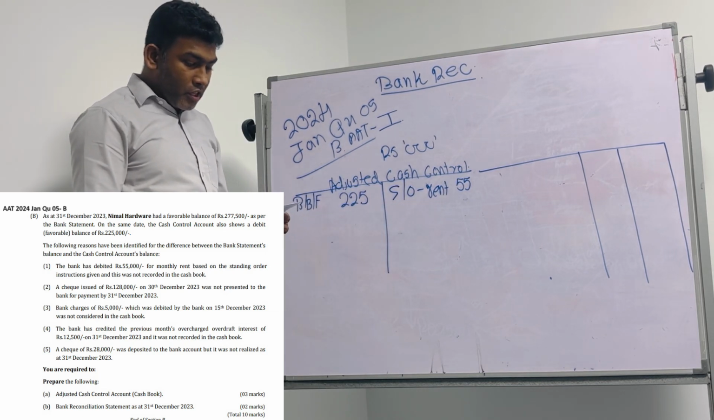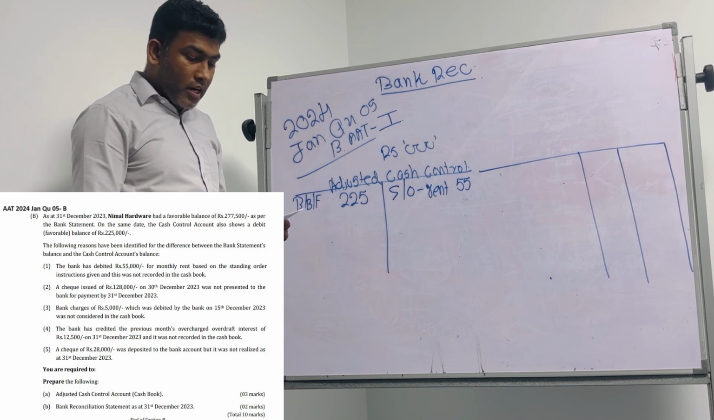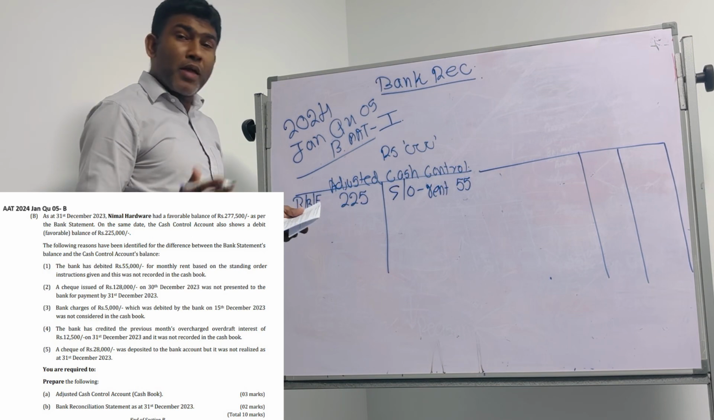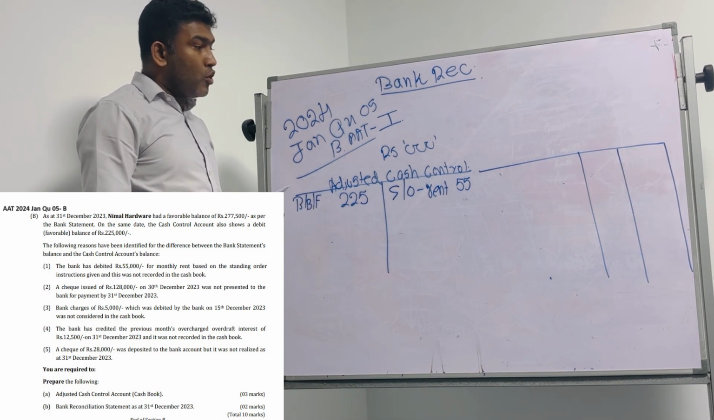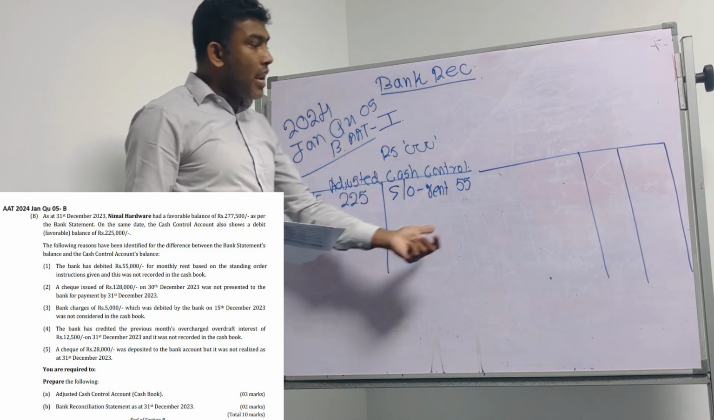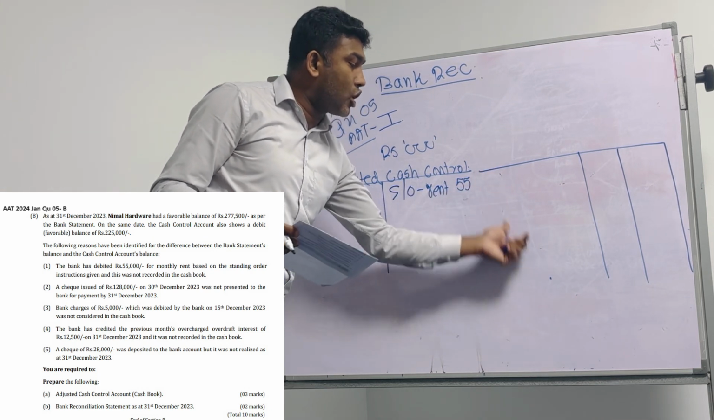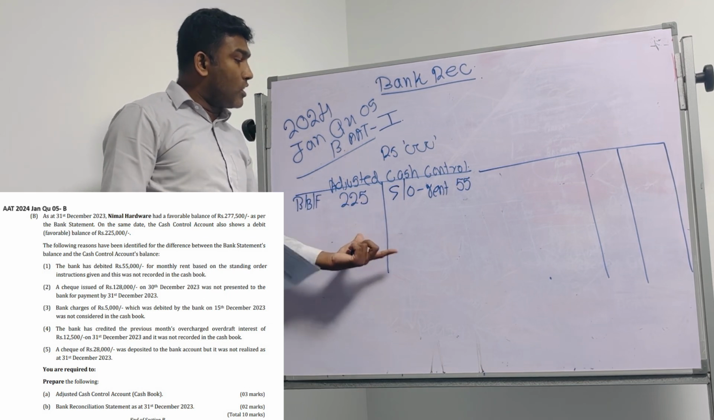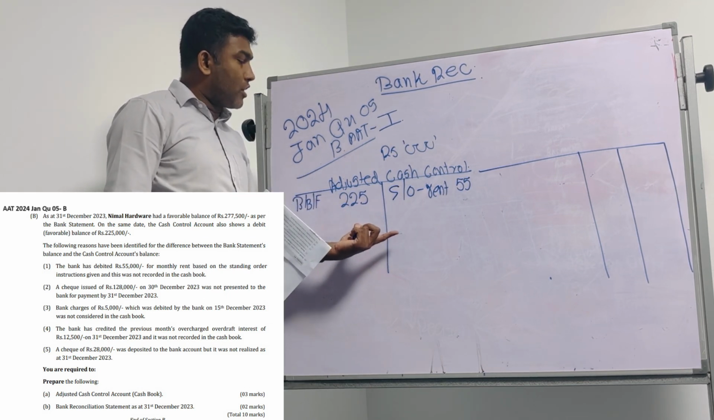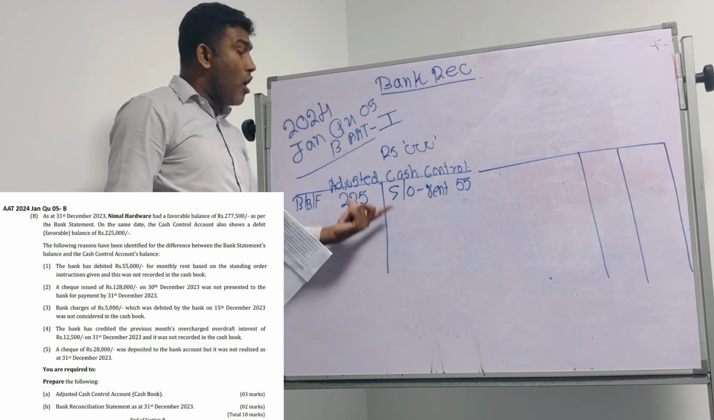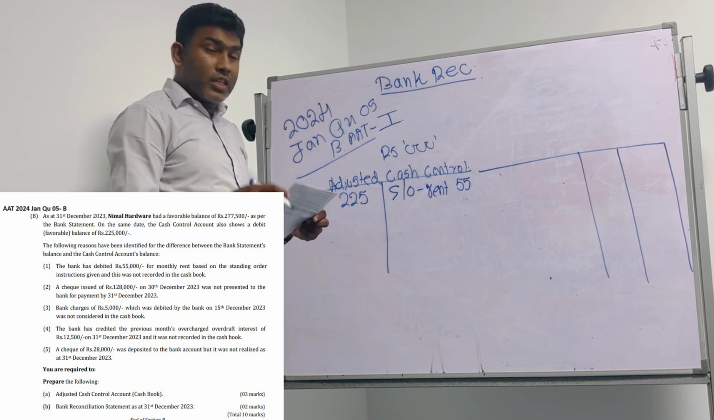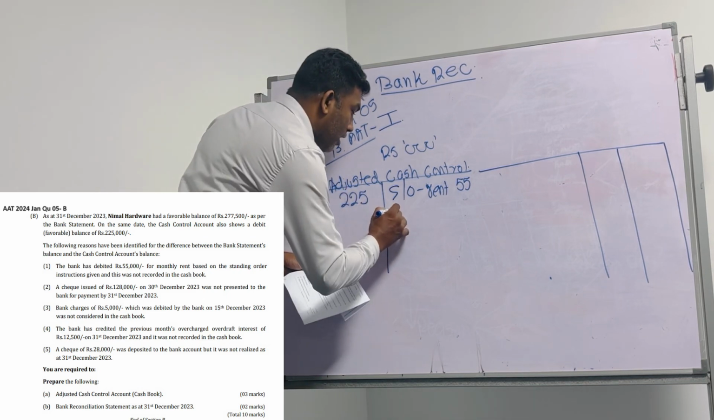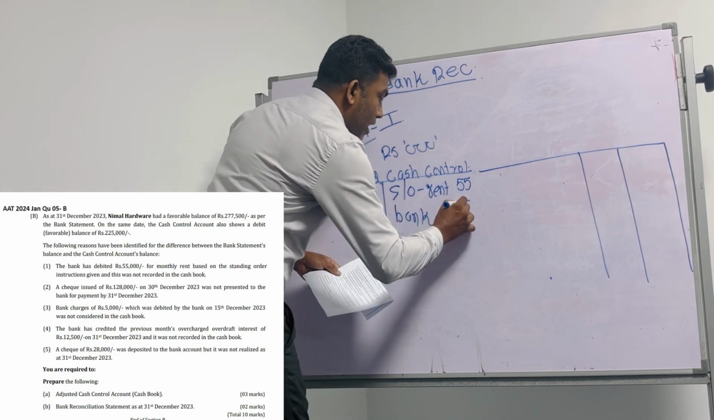Second one, the check of 128,000 issued on 30th September 2023 was not presented to the bank for payment. That is an unpresented check. Unpresented checks and unrealized checks are taken to the bank reconciliation statement, not to the adjusted cash book, because we have already recorded those transactions in our cash book. No need to record it again here, so just leave number 2. Then number 3, bank charges 5,000. It's a payment again.